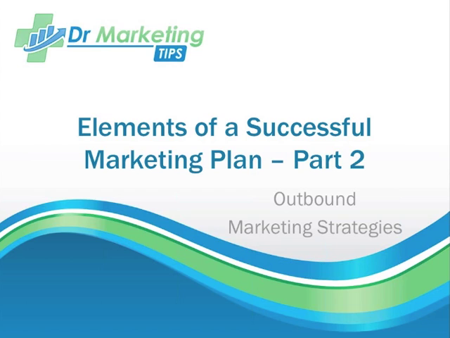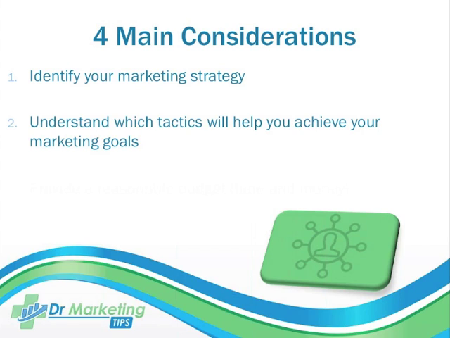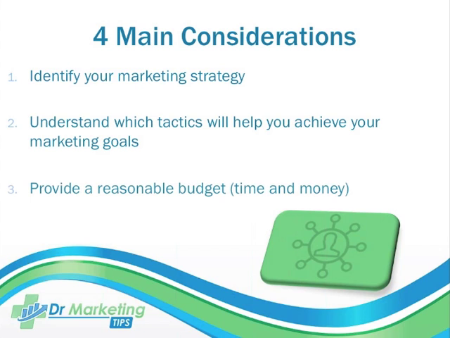Now, we're going to run step by step through a lot of this, and we're going to provide some insightful examples along the way. So let's get started. Elements of a successful marketing plan, part 2, outbound marketing strategies. All right, so there's 4 main considerations when it comes to outbound marketing strategies. The first is you need to identify your marketing strategy. Second, you need to understand which tactics will help you achieve your overall marketing goals. Third, you need to provide a reasonable budget, time, and money.